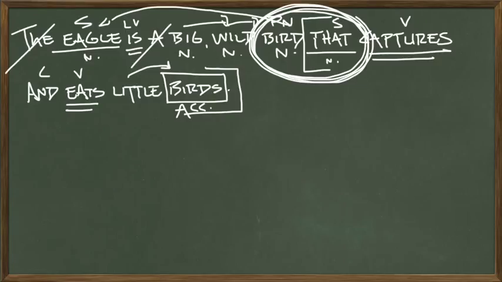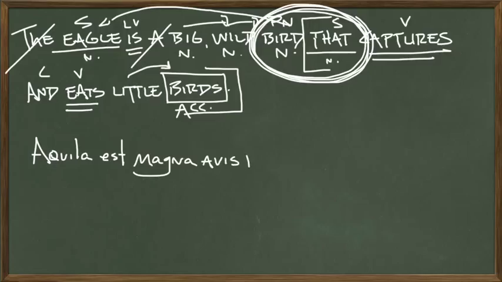And we're just going to use line 9 from Lingua Latina. So we would write aquila. Aquila est magna avis fera. So, aquila est magna avis fera, that's the main sentence. Now we need the relative clause.